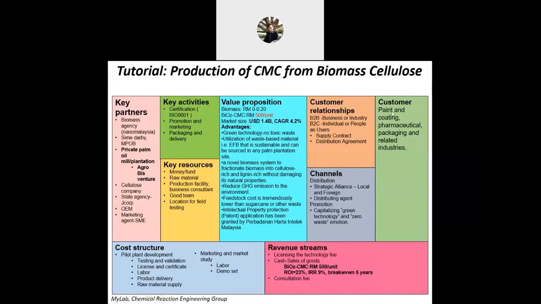Our customers, look here, are paint and coating, pharmaceutical, and packaging. And the channels: how can we distribute our product? Promotions. Then cost structure: pilot plant, development, testing, labor, product delivery, demo set. Revenue stream: this is our target from our product. The profit, ROI 23%, breakeven within 5 years. It should be as short as possible for the breakeven, 4 or 5 years. So this is an example of what we have done from our group.